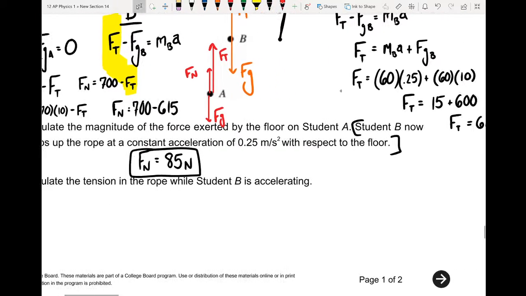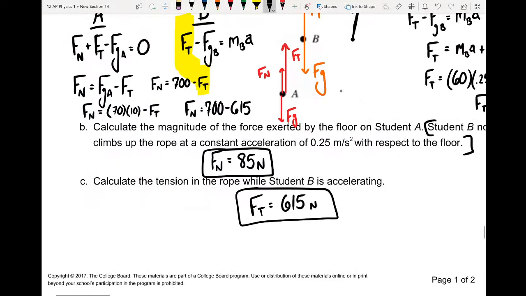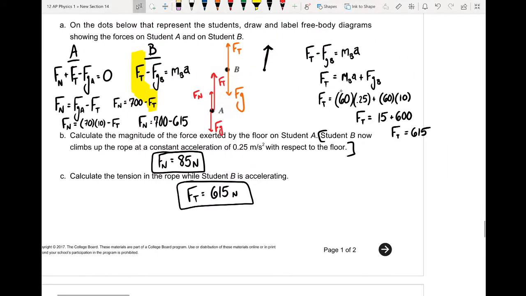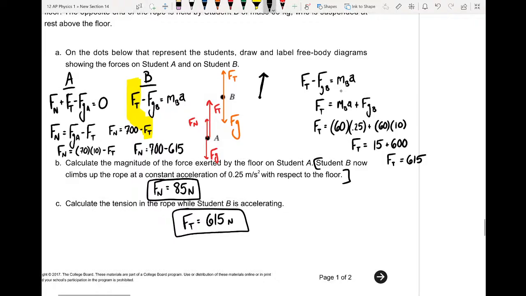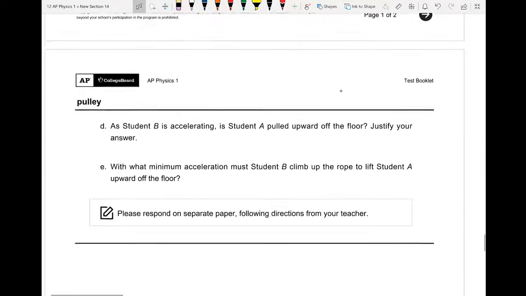Calculate the tension in the rope. We already did it. I'm not sure if there's a way to do that without doing them both. So Ft is just equal to 615, unless you sub in and don't even bother calculating. But yeah, so two birds, one stone, not bad.